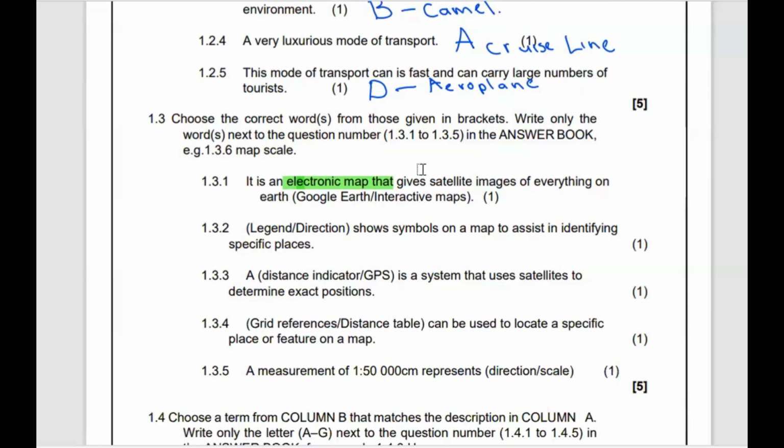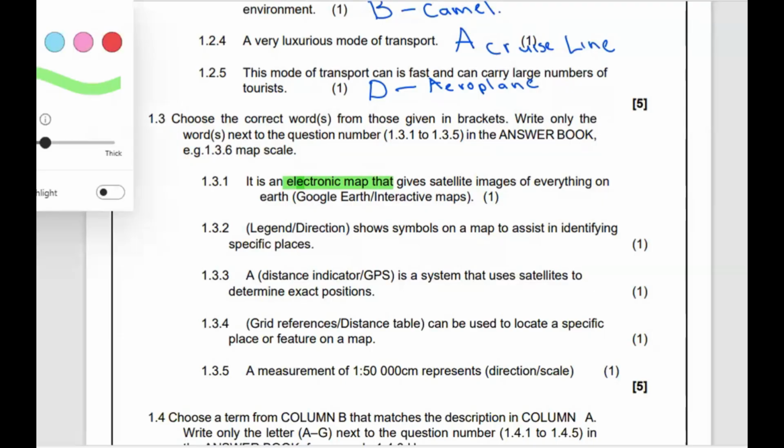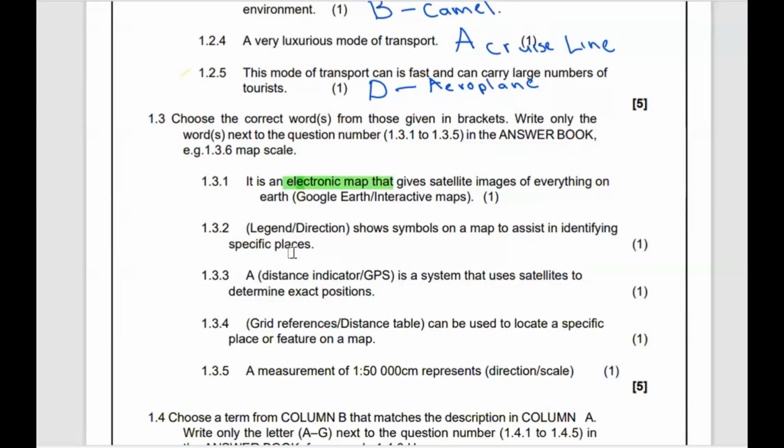In this case, our correct answer, I'll highlight the correct answer in yellow. Google Earth is an electronic map that gives satellite images of everything on Earth. So the correct answer in that particular scenario, that's Google Earth. Google Earth, that is an electronic map.